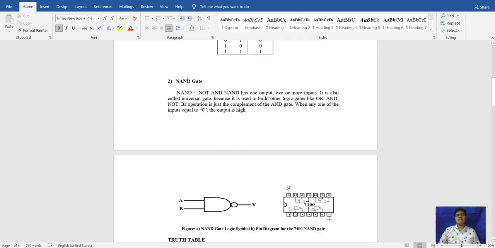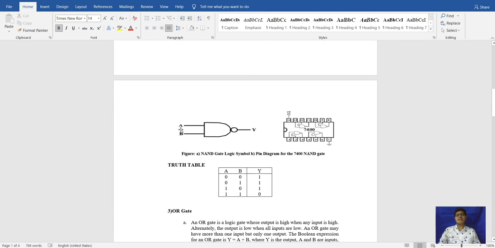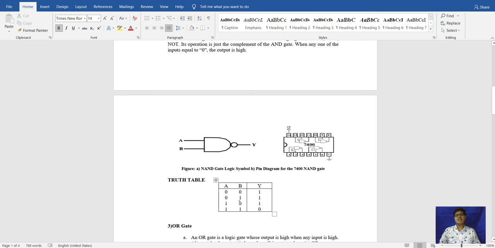Afterwards the next gate is the NAND gate. The NAND gate is also known as a universal gate. NAND is a combination of NOT and AND. When we use this, here is the bubble, so the output will come inverted. For 0 into 0, the output will be 1, for 0 into 1 it will be 1, for 1 into 0 it will be 1, and for 1 into 1 it will be 0.